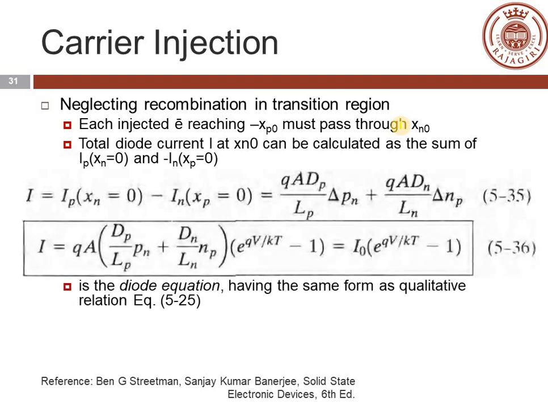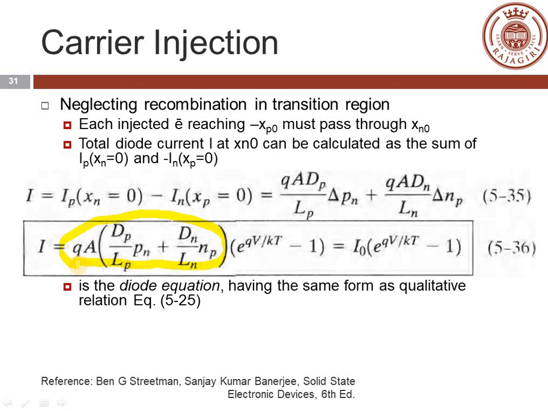Then you get it as QA into dP by NP Pn plus dN by Ln Np into e to the power QV by kT minus 1. This first term, QA into dP by NP Pn plus dN by Ln Np, we take as I0, and this is called the diode equation, which has the same form as the qualitative relation we have discussed with the VA current.